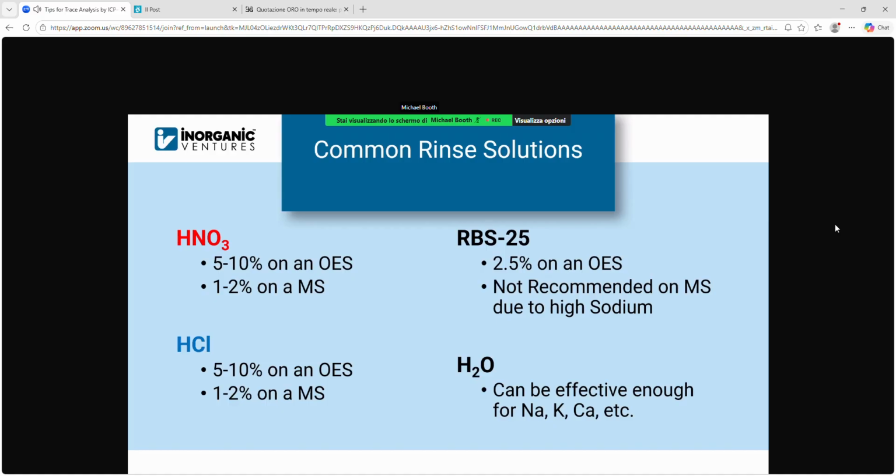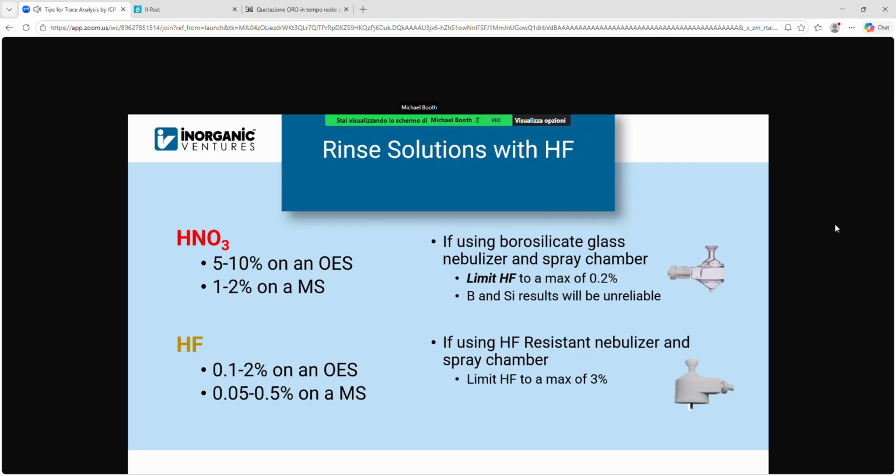All right. So I mentioned before, some of the elements that are sticky are also the elements that require HF to remain stable in nitric acid. So if you are using HF in your rinse solution, you just need to be careful of a couple things. I would limit the HF to a maximum of 0.2% if your intro system is glass, if you have glassware in your intro system. And just keep in mind your boron and silicon results will probably be unreliable, and you're probably going to damage those system components over time.